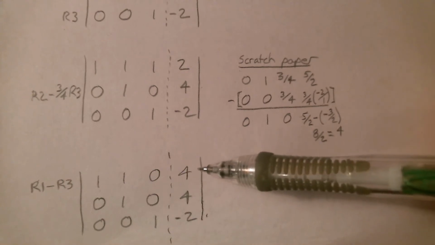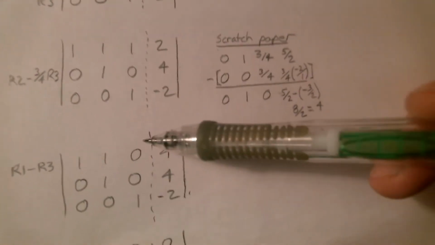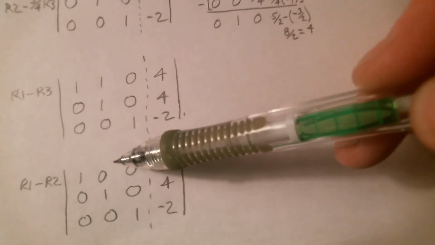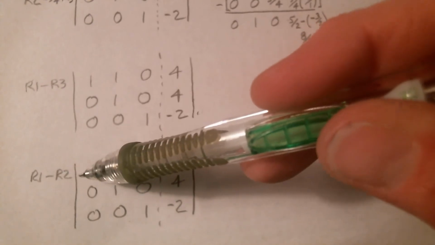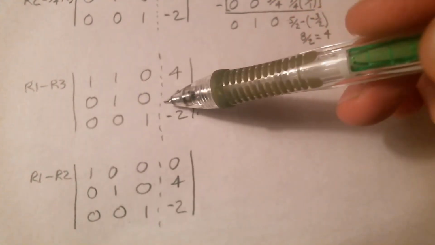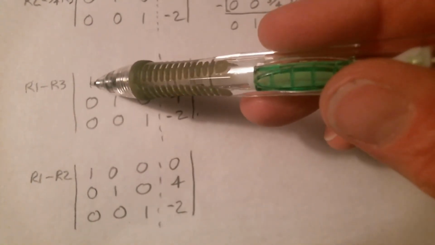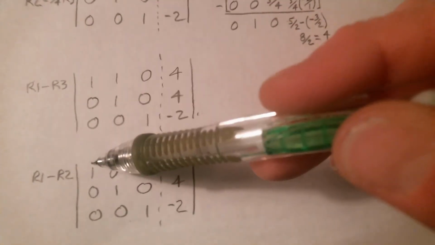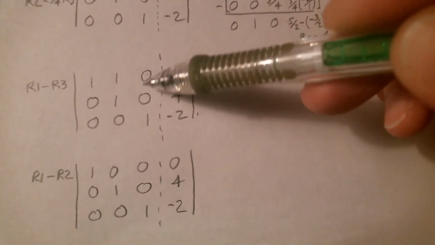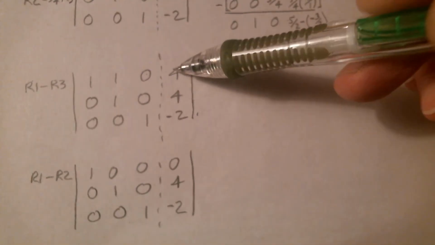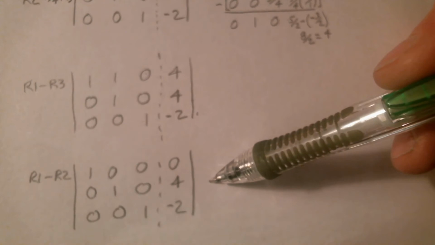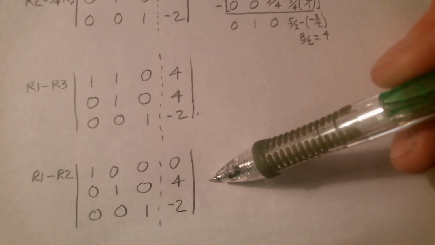Okay, so now we have one final 0 to get, and that is this one right here. And so we are going to do row 1 minus row 2. So if we come up here to row 1 and we subtract row 2, then we have 1 minus 0 is 1, 1 minus 1 is 0, 0 minus 0 is 0, and 4 minus 4 is also 0. And so now we have a matrix in reduced row echelon form.